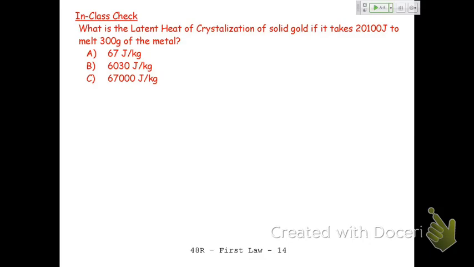So what is the latent heat of crystallization? So the latent heat of crystallization, so L is equal to Q over M, which equals 20100 over 300 grams, 0.3 kilograms. So L would equal, what's that going to be? 6 3s are 18. It's going to be that guy, 67000. Yep. So 67000 joules per kilogram. Now, what was a joule?